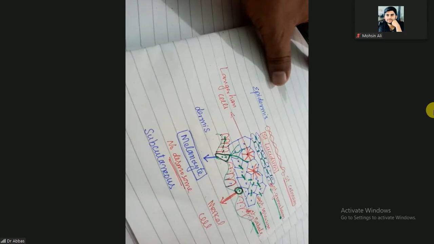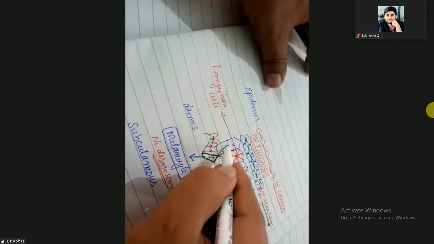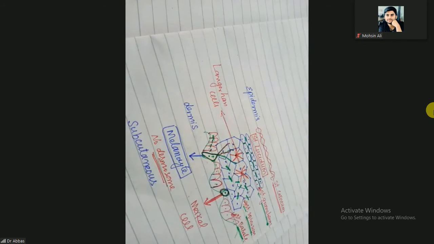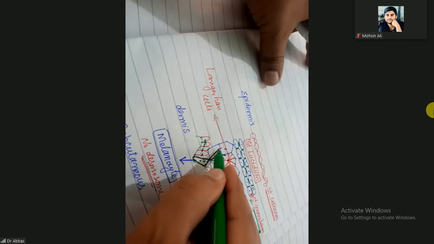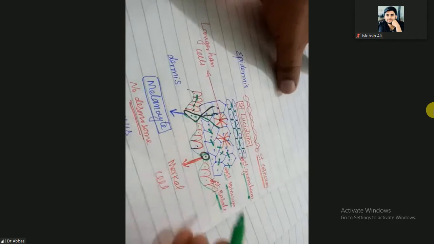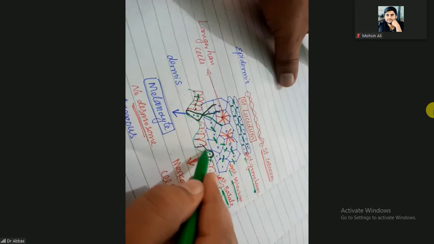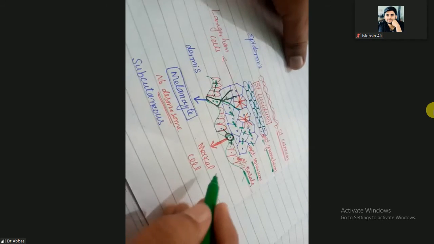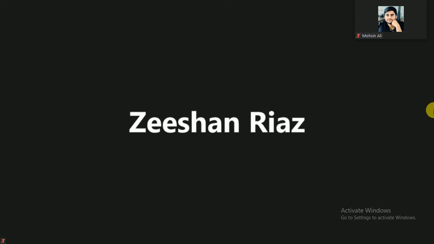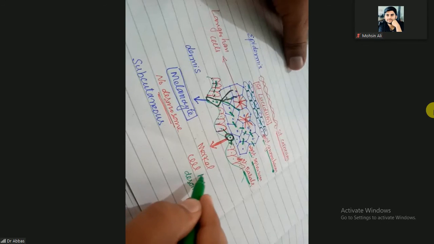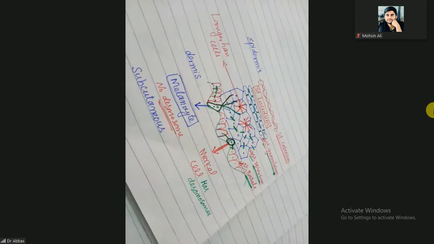It is free, but it has its own dendrites. These are its own dendrites. Therefore, it is called a dendritic or processes cell. The last one is the Merkel cell. The Merkel cell is also attached by desmosomes. Clear? So let's discuss the cells one by one.